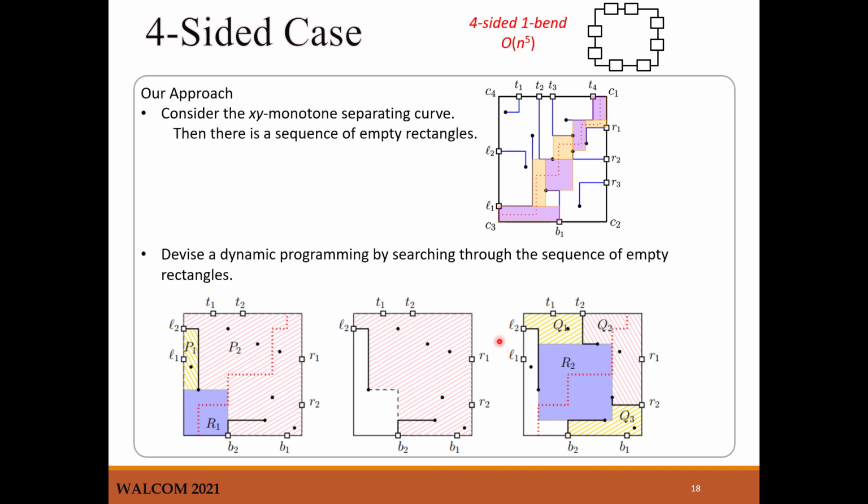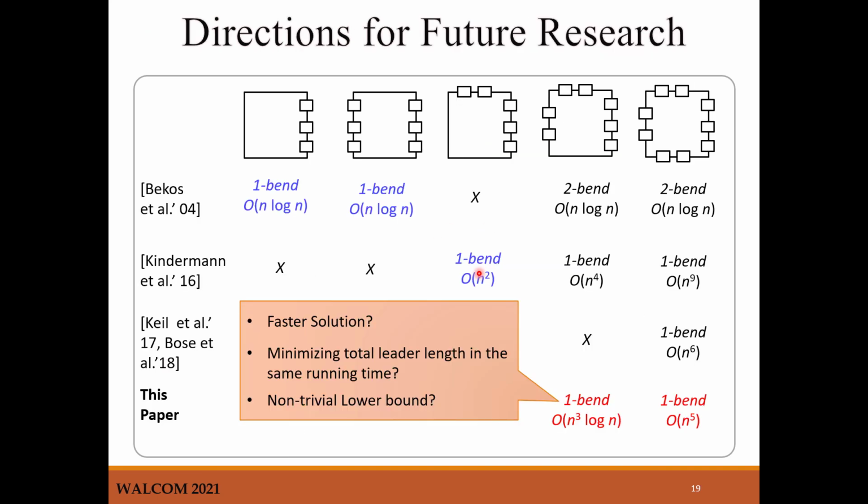This ends the discussion of the results in this paper, but we have some directions for future research. For example, can we figure out a faster solution to the problems that we discussed? In the previous literature, Kindermann et al. and Bose et al. both considered the situation where the sum of the leader lengths is minimum, and in our case we only care about planarity. Now, can we actually minimize the total leader length within the same running time?